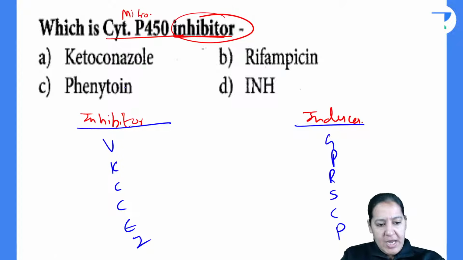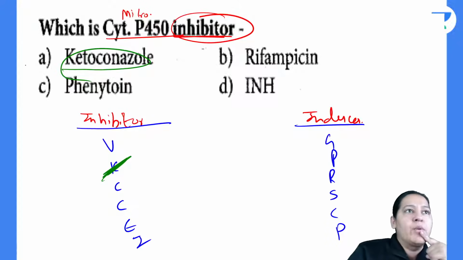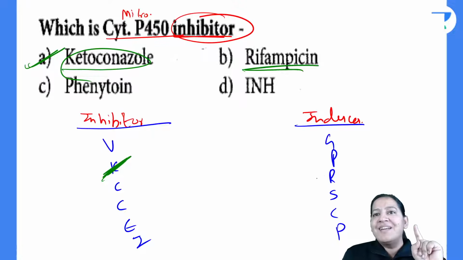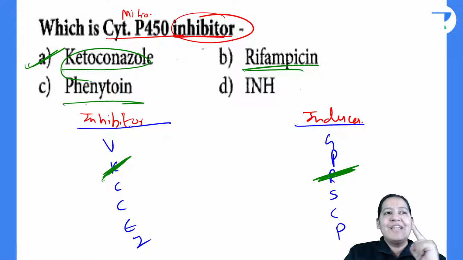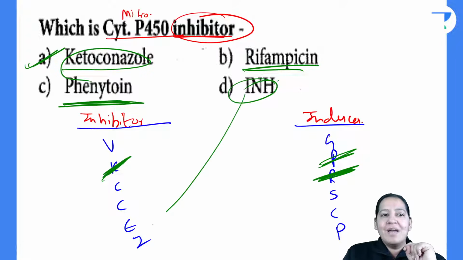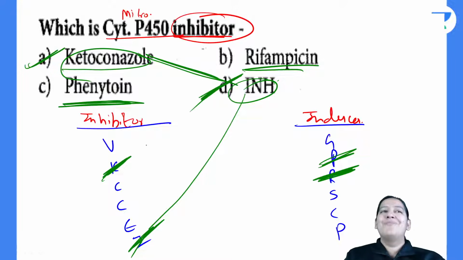Okay, I will say ketoconazole. Yes, ketoconazole is coming here, so I guess the answer should be A only. Let me see the other three options. What about rifampicin? It is coming in the inducer mnemonic. Phenytoin is also there. But what about INH? INH भी तो यहाँ पे आ रहा है. So two options are correct. Ketoconazole and INH both are coming here. According to me, A and D both are the answer.